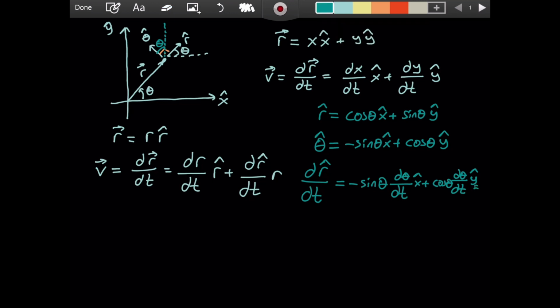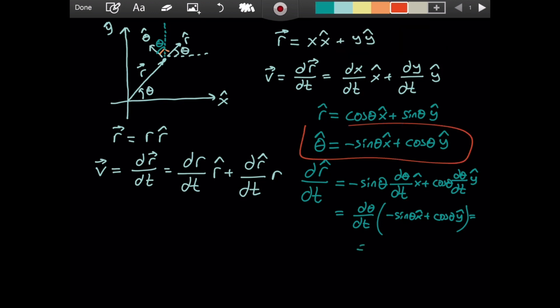So this is going to be equal to, if we take the d theta by dt out, d theta by dt times negative sine of theta x hat plus cosine of theta y hat. And this part, I hope, looks familiar to you. Look at here. Exactly. That is theta hat. We have d theta by dt and then theta hat. So now we can substitute for this expression.